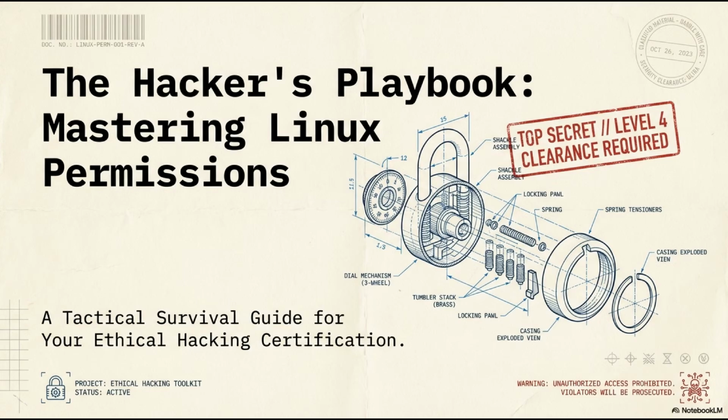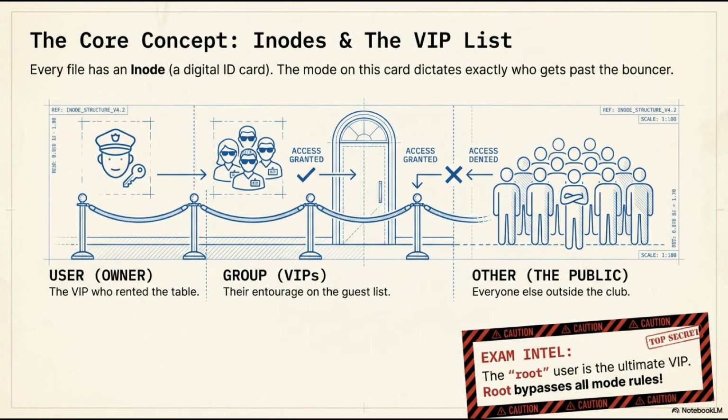Which brings us to the architecture of those structures. Let's move to slide 2, the core concept: inodes and the VIP list. So before we talk about permissions, we have to talk about where they actually live. Yeah. Every single file and directory in a Linux system is tethered to a digital ID card, basically. The inode. Right, the index node. The inode doesn't store the actual data of the file, and it doesn't even store the file's name. It stores the metadata, things like modification time and size.